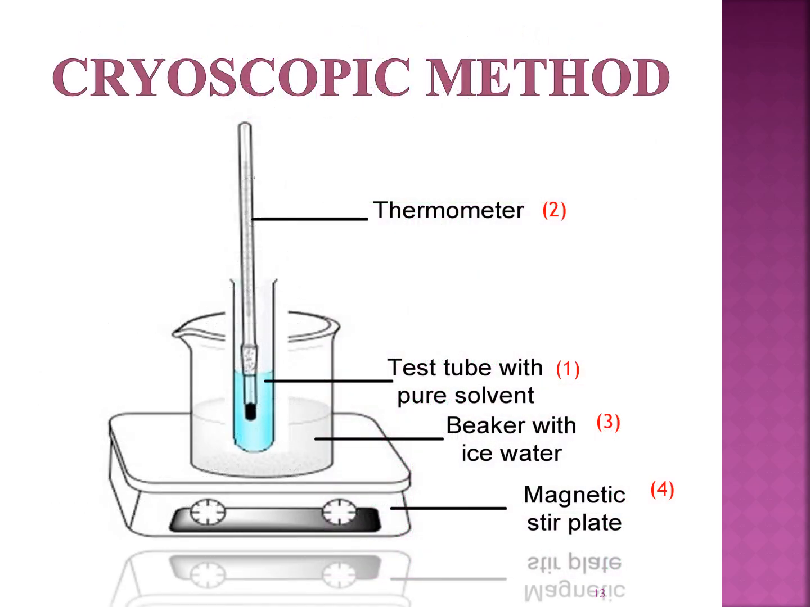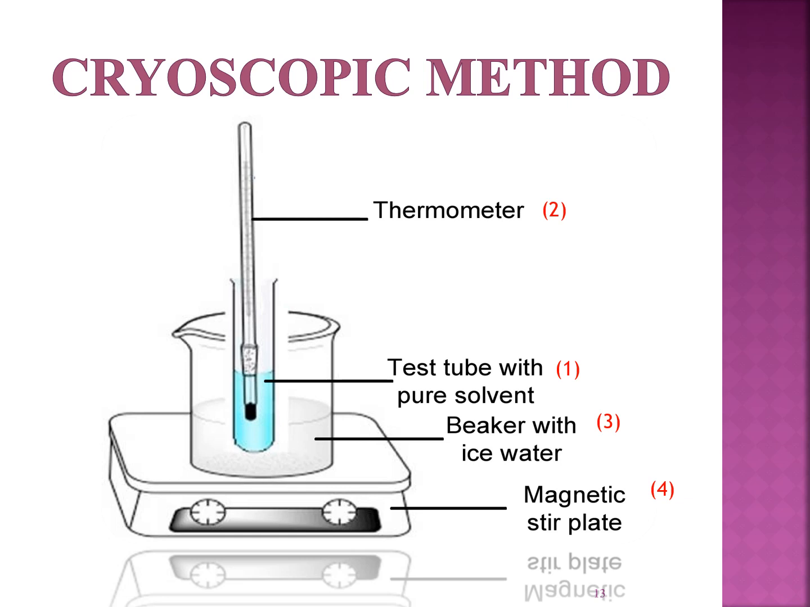Cryoscopic method. First of all, weigh 15 to 20 grams of the pure solvent in a test tube and record the measured weight as the value of the pure solvent. Place the stir bar or wire stirrer in the test tube and close with a rubber stopper that has a hole to encase a mercury thermometer. Place a mercury thermometer in the rubber stopper hole as shown in the figure. Immerse the test tube apparatus in an ice water bath.